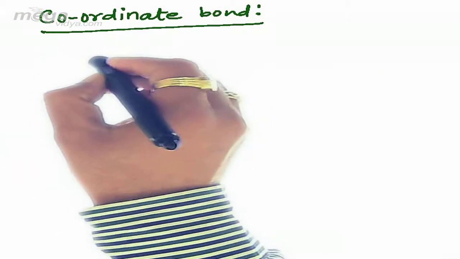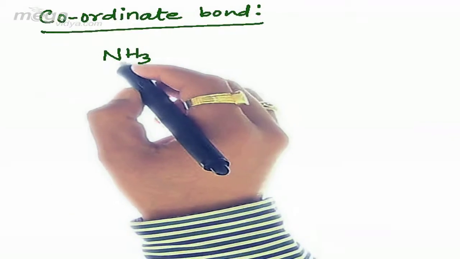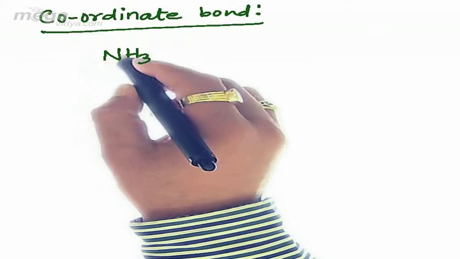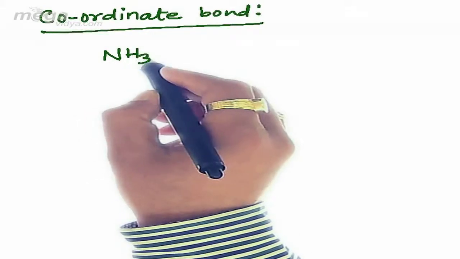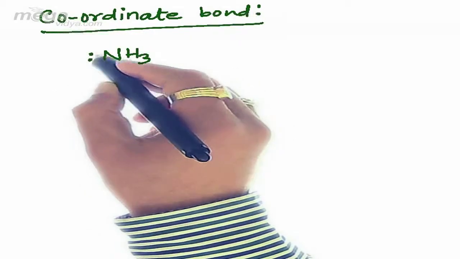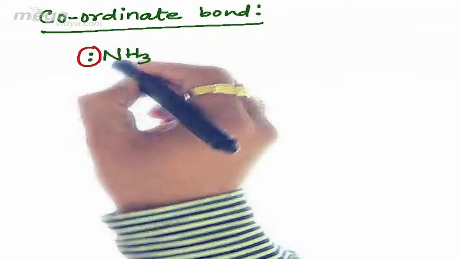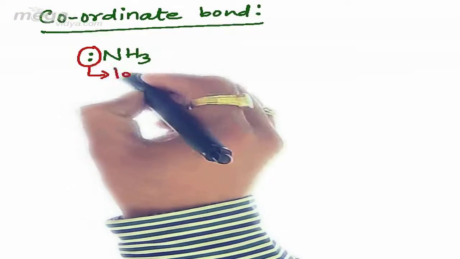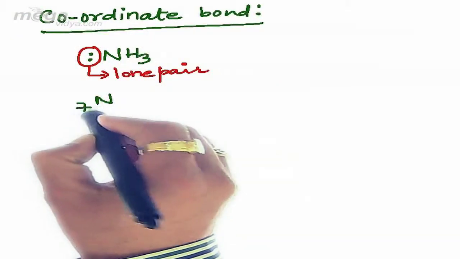Let's consider a molecule of NH3, that is ammonia. In the last section we discussed that there are 5 electrons in the valence shell of nitrogen, out of which 3 participate in bonding with hydrogen, and the 2 electrons will remain unbonded, which we have called a lone pair. So this is the pair of electrons in the valence shell of nitrogen, which is called a lone pair. For more illustration, nitrogen has an atomic number of 7.